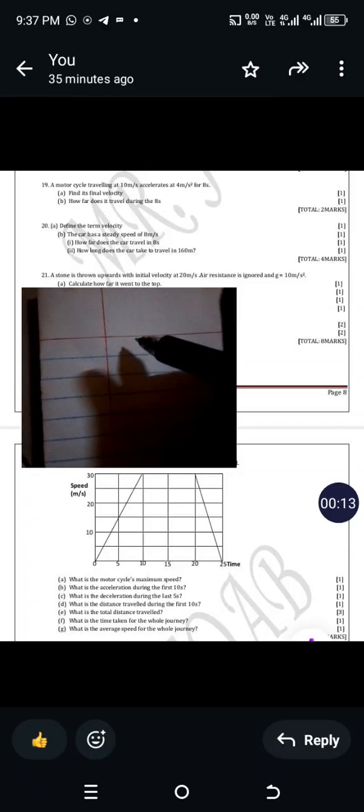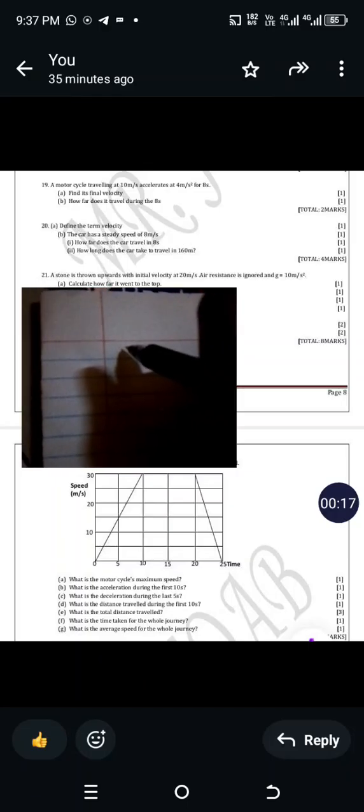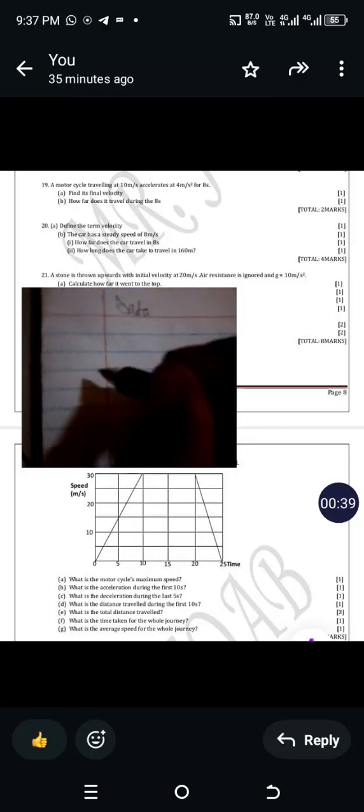Okay, so let's look at question 19, saying a motorcycle traveling at 10 meters per second accelerates 4 meters per second for 8 seconds. Find its final velocity. So we can collect our data.